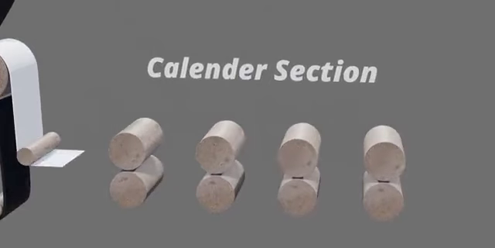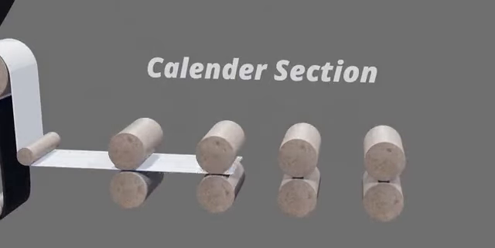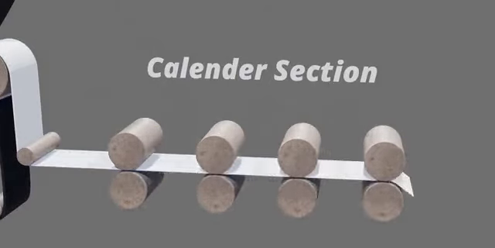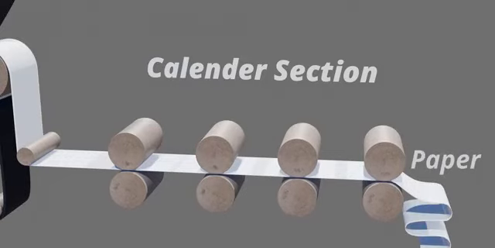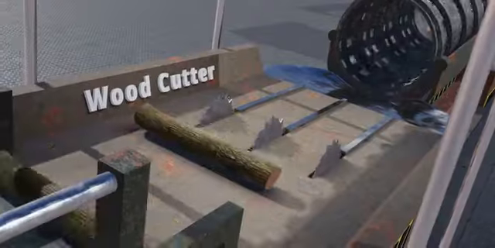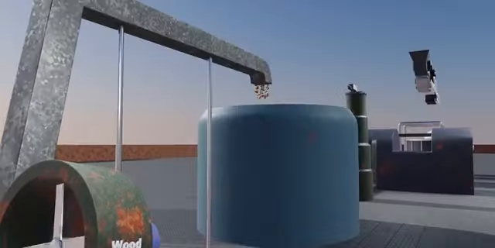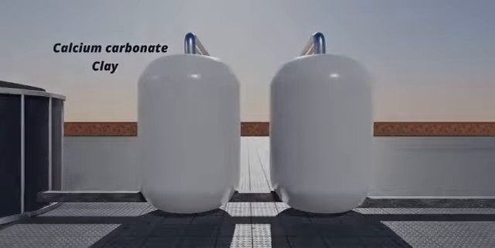And finally, the paper reaches the calender section. It uses rollers mounted opposite each other to put pressure on the paper to create a smooth finish. After completing all this journey, the paper is wound into large reels where it will be further processed for making books, print papers, etc. And these are some of the basic steps involved in the manufacturing of paper.